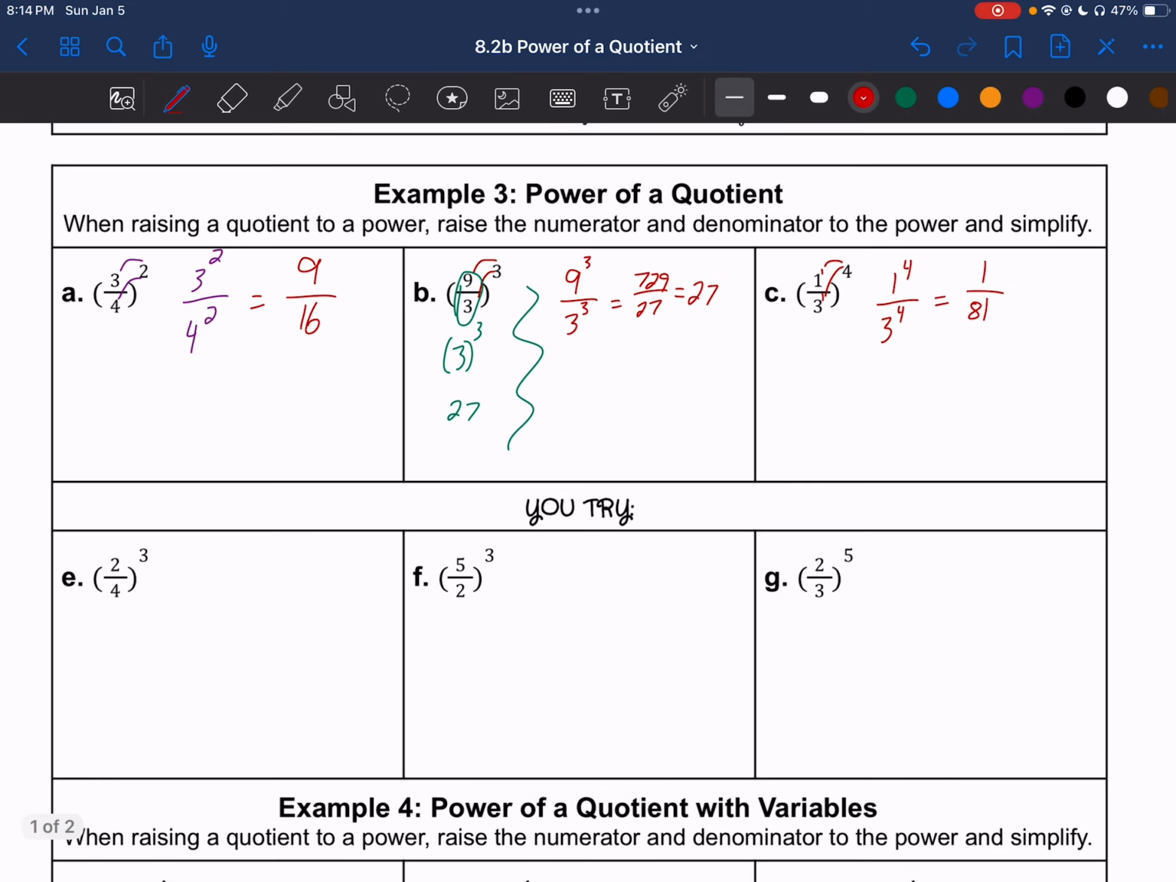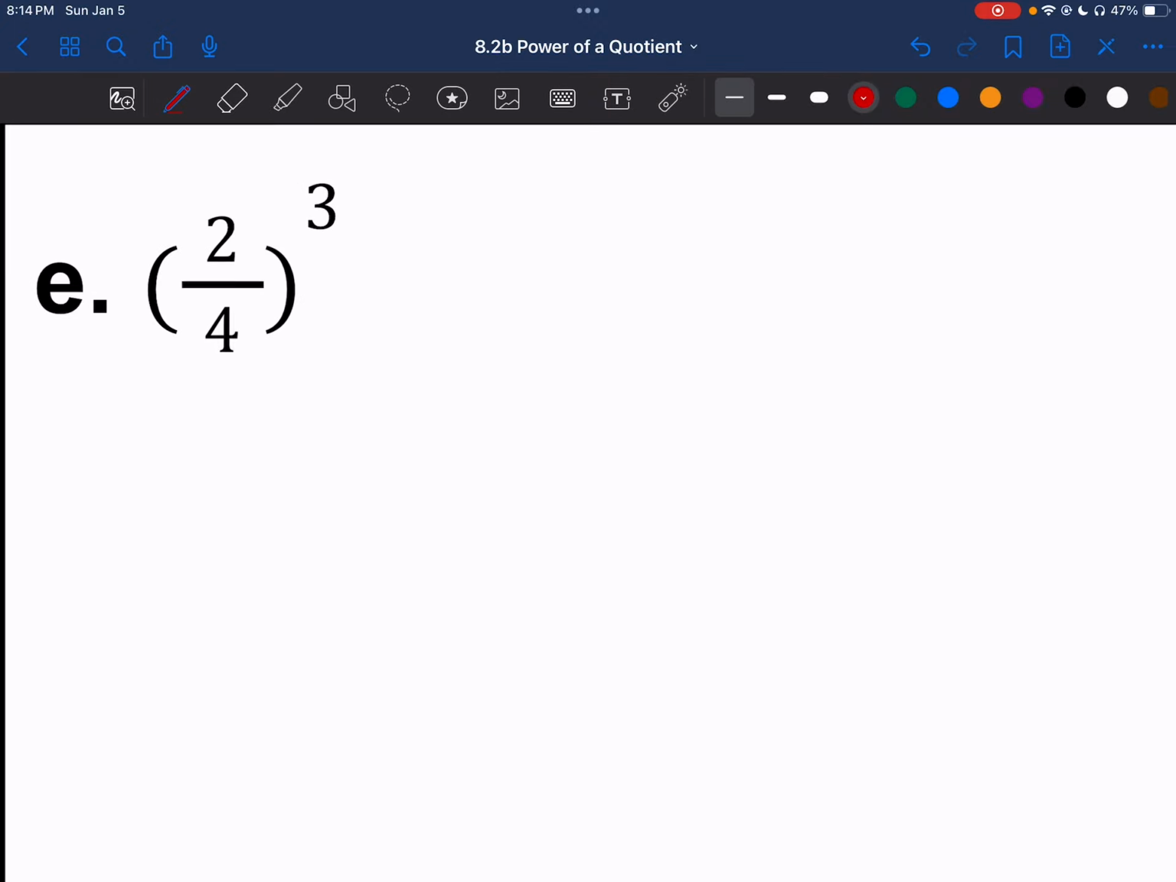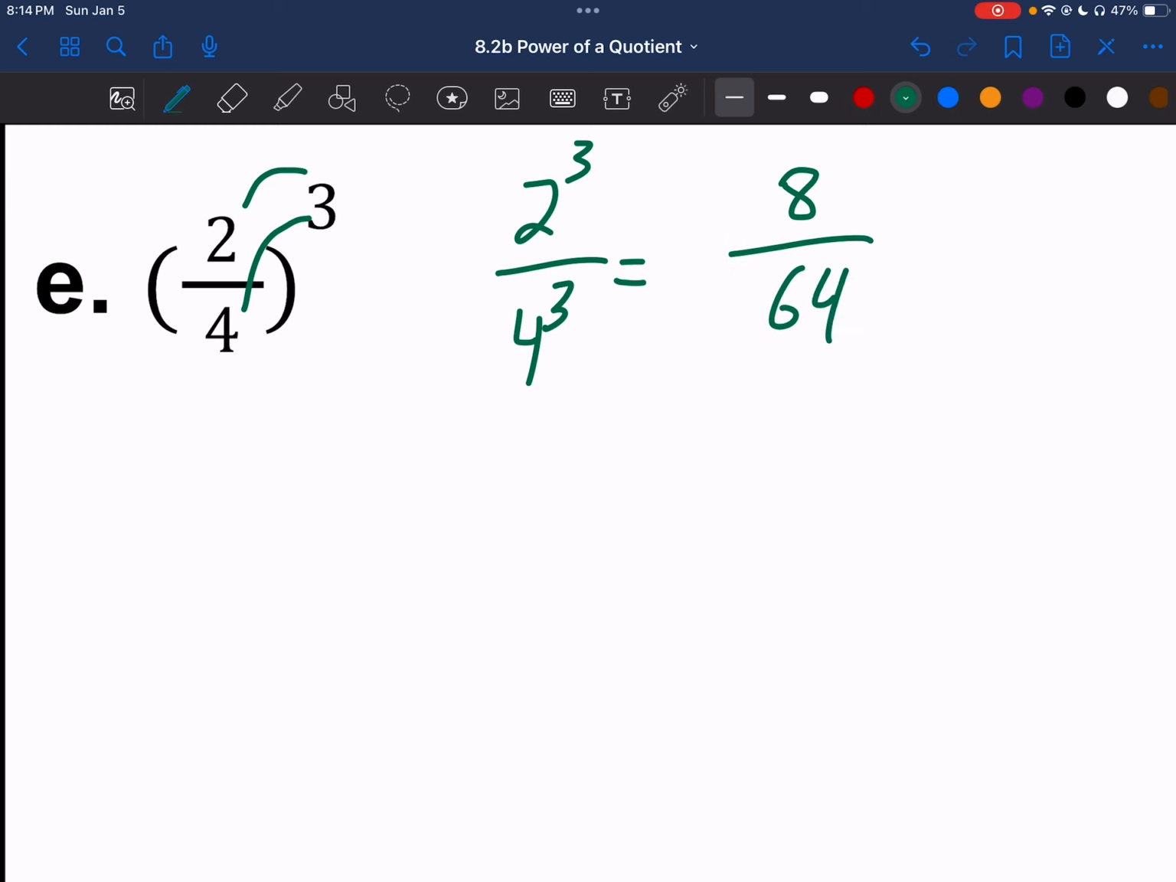Letters E, F, and G are there for you to do on your own, and then you're going to check your work against mine. So we're going to do the same thing here. We distribute. We have 2 to the third power over 4 to the third power. 2 times 2 times 2 is 8. 4 times 4 times 4 is 64. And both are divisible by 8. It's going to reduce to 1/8.